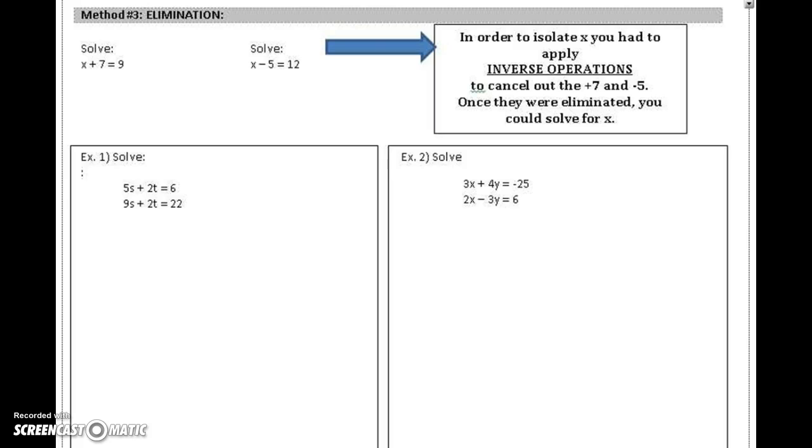So if you look just really quickly, let's solve those first two equations. x plus 7 equals 9 and x minus 5 equals 12. If I was to solve for these, I would have to subtract 7 on both sides or add 5 on both sides. The reason I want to do this is so the left term cancels out and x remains by itself.